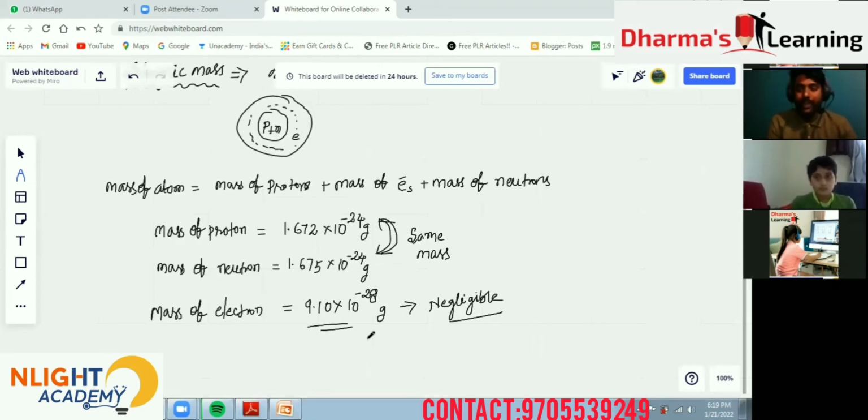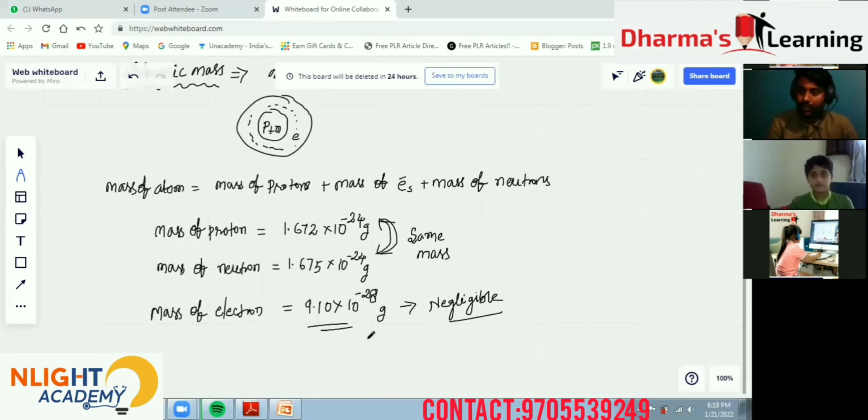No, definitely it will not change. So it does not make any difference. That's why the cotton mass overweighing the brick mass is negligible. The same way, whenever you are measuring the weight of an atom, we don't consider calculating the mass of electrons.